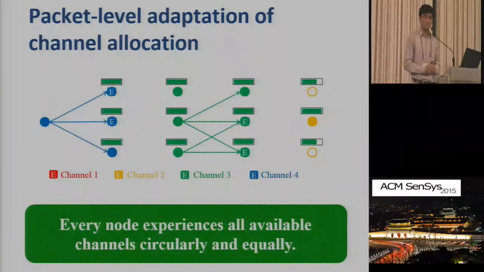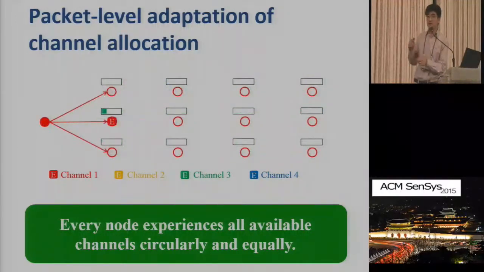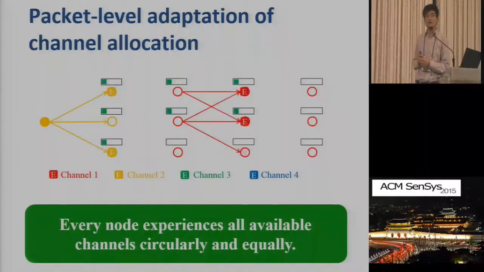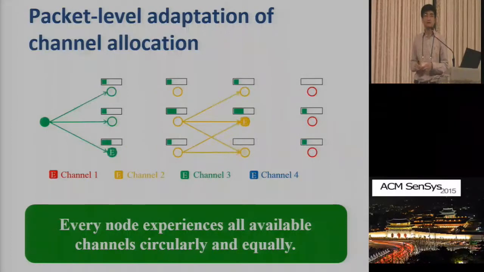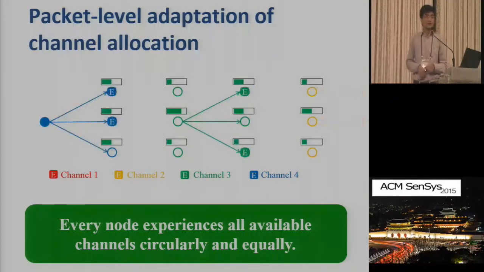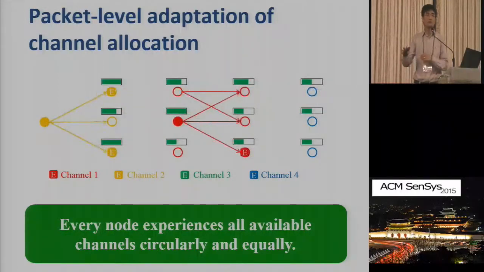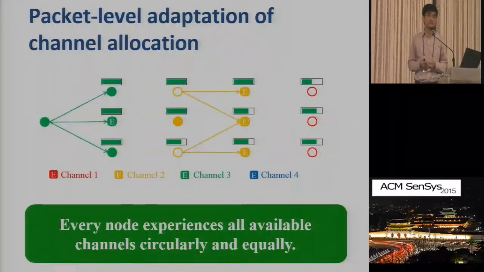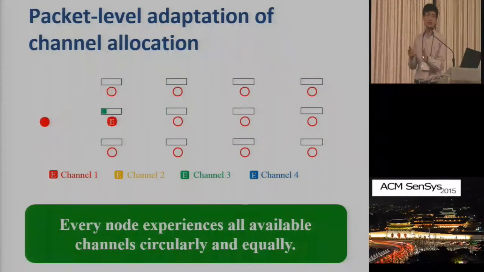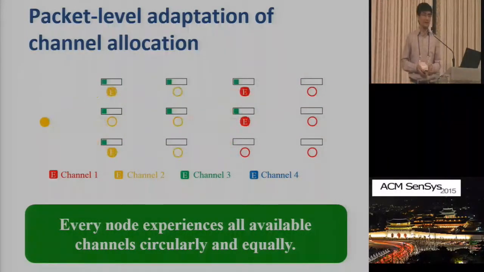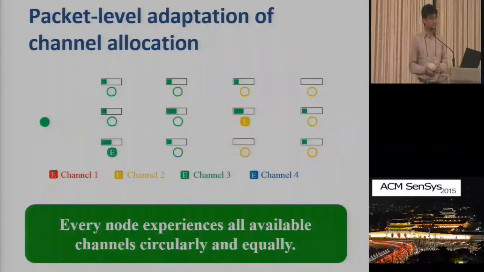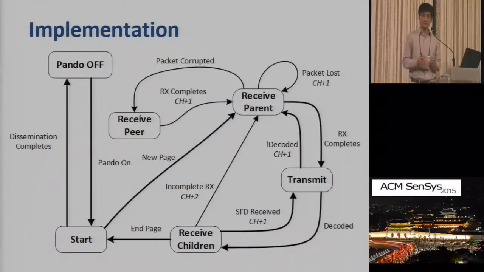By doing so, every node in the network can experience all the available channels securely and equally. So the performance of the nodes is uniformly distributed in the network. There will be less chance for one node to stay on the fast pipeline for a long time. That's the design of Panda.